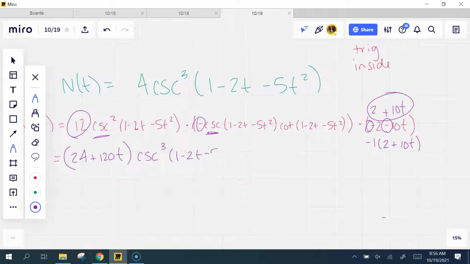I feel like this is one of those problems that makes you look really smart when you work it, but there's not a whole lot of steps in it. It's just keeping up with the pieces here.